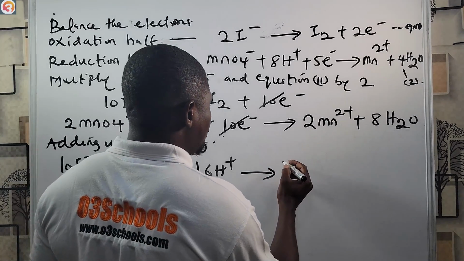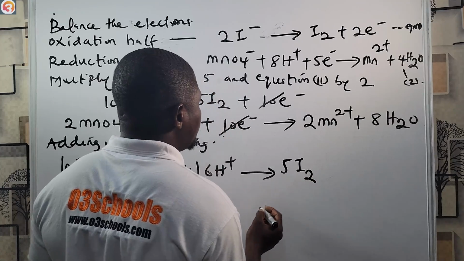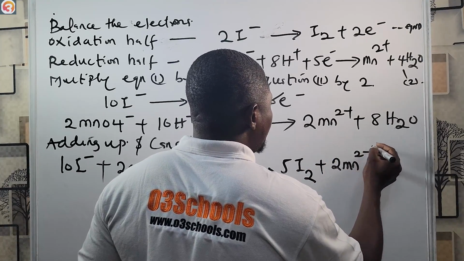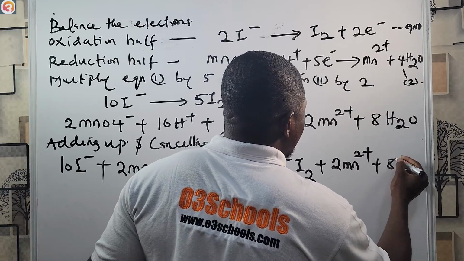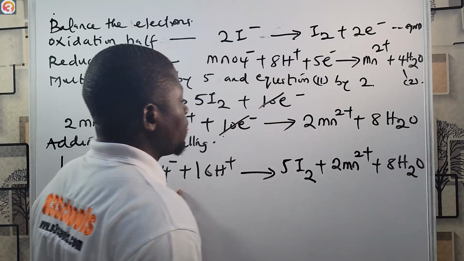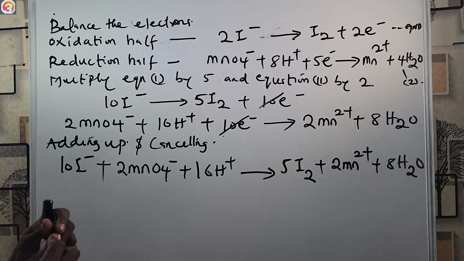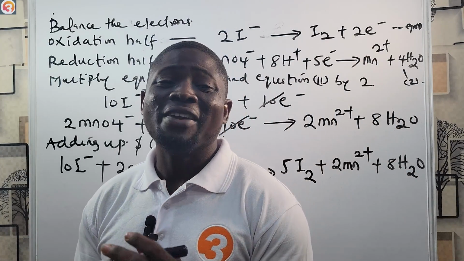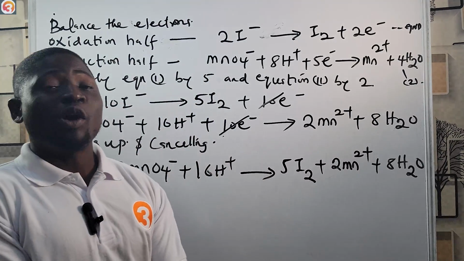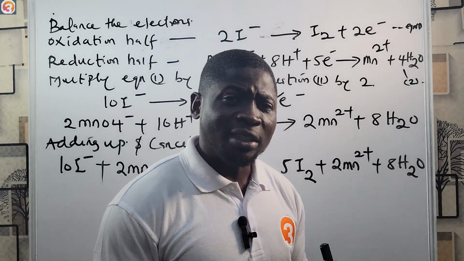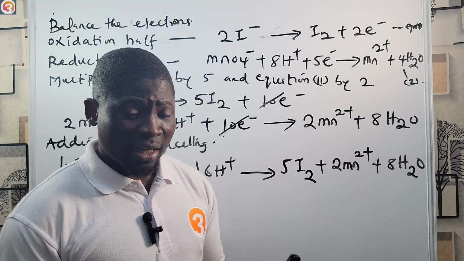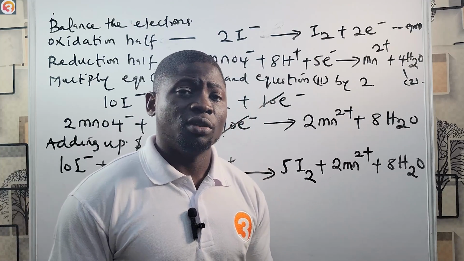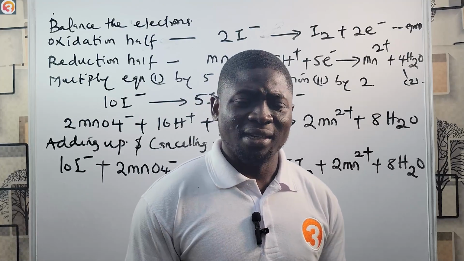Now for the product, we're going to have 5I2, okay, then plus 2Mn2 plus, then plus 8H2O. All right, so this will now be our balanced equation in acidic aqueous solution. Finish. You see, very, very easy. This is a simple thing we have been trying to do since. And the reason why it's taking this long is because I'm trying to explain. If I'm not explaining, you already know. So you need to practice more questions so that you can gain your speed and understanding.